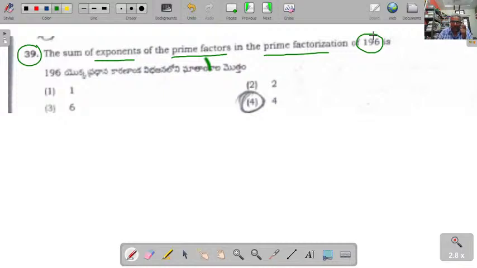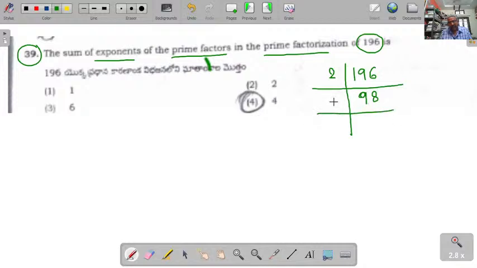So in order to solve this problem, first of all, we need to express 196 as the product of primes, which is called prime factorization. So first 196, let us start like this. 196 is divisible by 2. 2 times 98 is 196, 2 times 49 is 98. Next, 2 times 49. Next, 7 times 7.